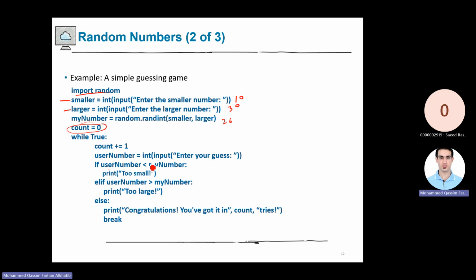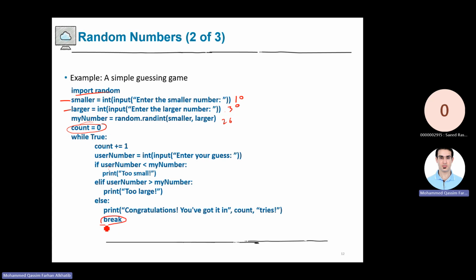If the user's number is less than my number, you say, oh, your number is too small. If it's larger, you say it's too large. If it's neither smaller nor larger, what is it then? This else means it is that number. Because initially you check if it's less than the number, you say, okay, your guess is smaller. Else if the user's number is larger than my number, you give a hint, oh, your guess is larger. Else means it's not smaller nor larger. In that case, that is the number. So you say, congratulations, you got it, count tries, and you break.